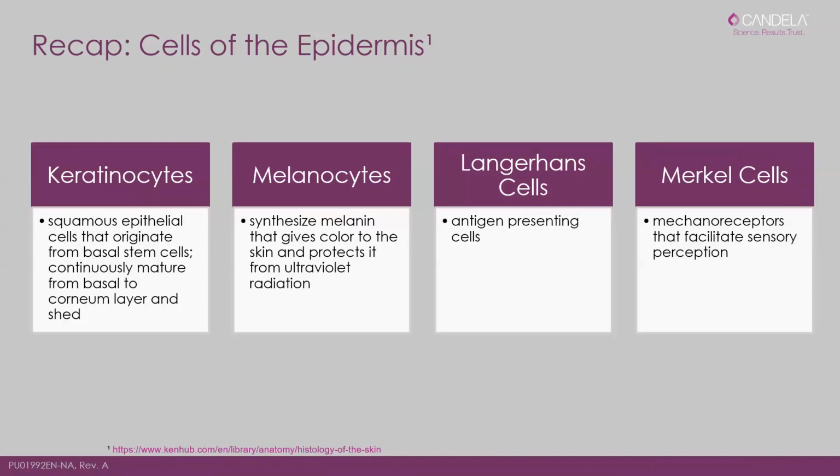There are also two other types of cells within the epidermis, the Langerhans cells, and these help us as antigen presenting cells, and finally the Merkel cells, and these act as the mechanoreceptors that help with sensory perception.